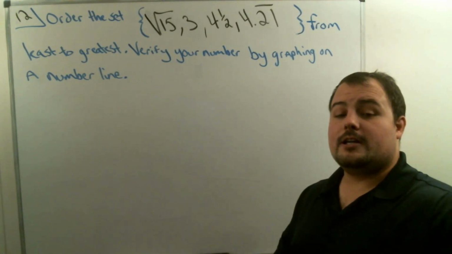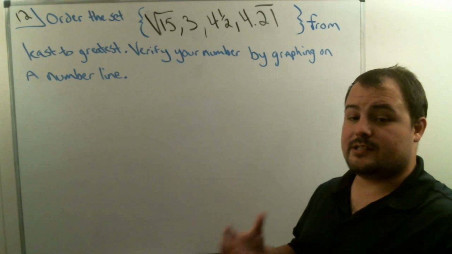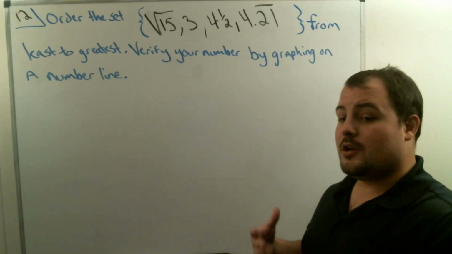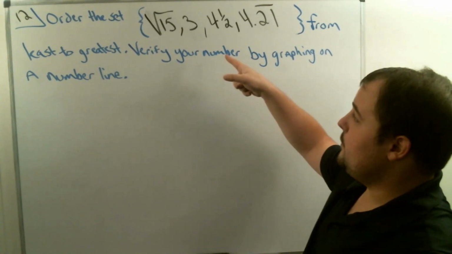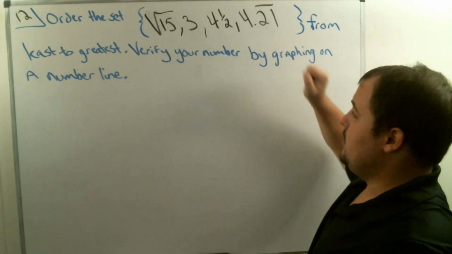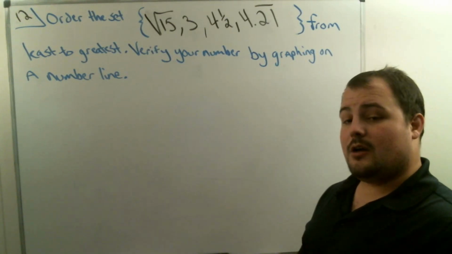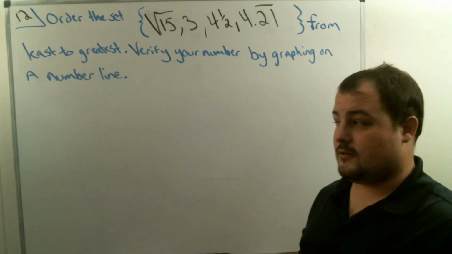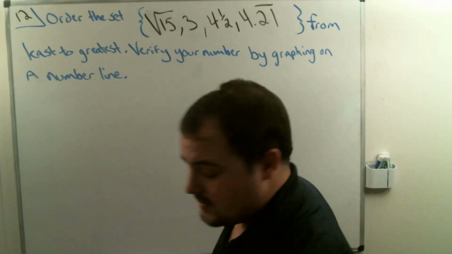Whatever. For our last example we're going to be solving one more problem just like our previous one, just to make sure that we got it for sure before we actually call it good. So we have the square root of 15, we have 3, 4.5, and 4.21, with the 2 and 1 repeating as bar notation. Now we got to put it in order from least to greatest on a number line. So before we do that, let's change them all to decimals like we did before.